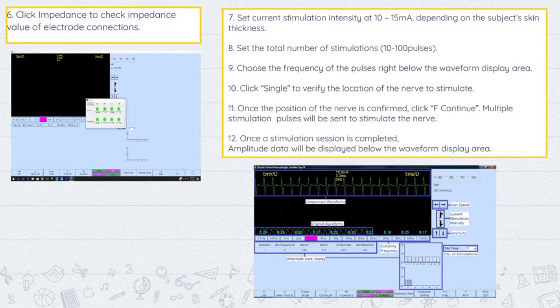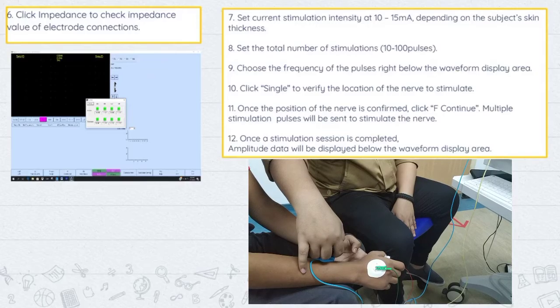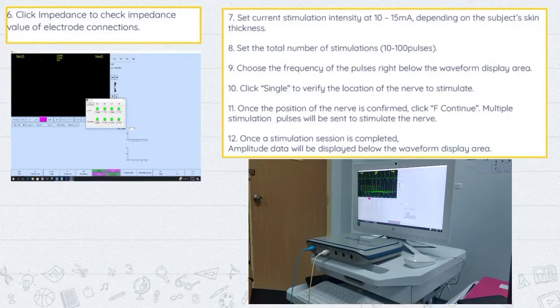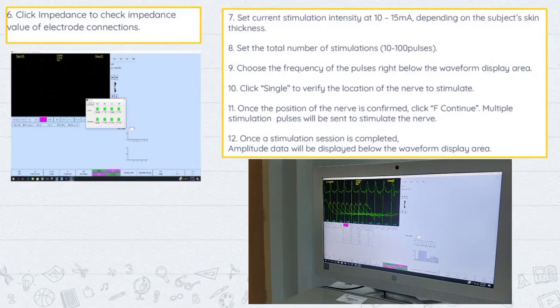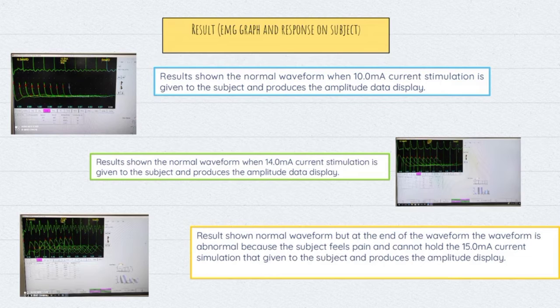Number 10. Click single to verify the location of the nerve to stimulate. 11. If the position of the nerve is confirmed, click Continue. Multiple stimulation pulses will be sent to stimulate the nerve. Number 12. When a stimulation session is complete, amplitude data will be displayed below the waveform display area.